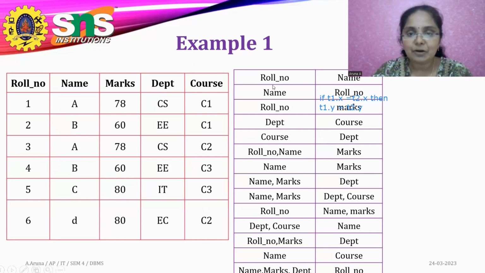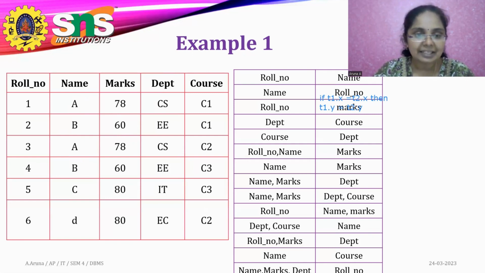Next, we can consider name and marks. Here, for name, is there any repeated data or not? That we have to check. Yes, there is repeated data present in this particular table, because there are two entries of A. Now check T1.x, that is nothing but A. T2.x is also A. So both are equal. Then we have to check the y value. Here the y value I'm going to consider as marks. Here the mark is 78, here also 78. So this is also equal. So this particular relation is also functionally dependent.